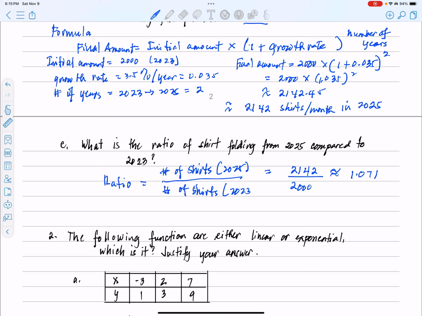So the ratio of shirt folding in 2025 compared to 2023, I'm going to write it in words. The ratio of folding from 2025 compared to 2023 is approximately 1.071.